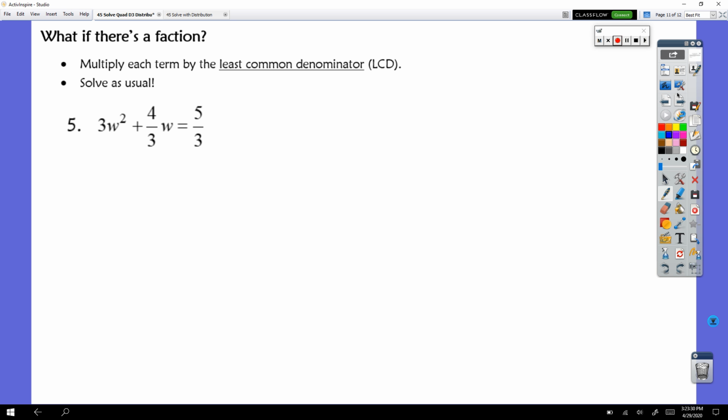Okay, our last few problems are going to deal with what we do if there's a fraction. If you see a fraction, you need to multiply each term by the least common denominator. And that's going to help us to get rid of any fractions. So for problem 5, I see some fractions. I see a 4/3 and a 5/3. So in this problem, my least common denominator is 3.